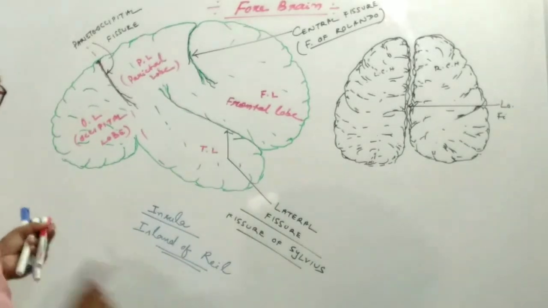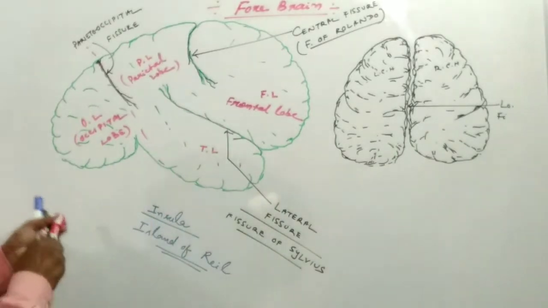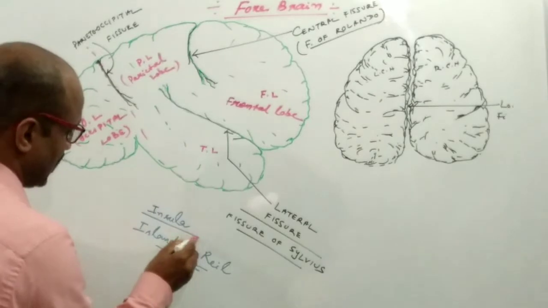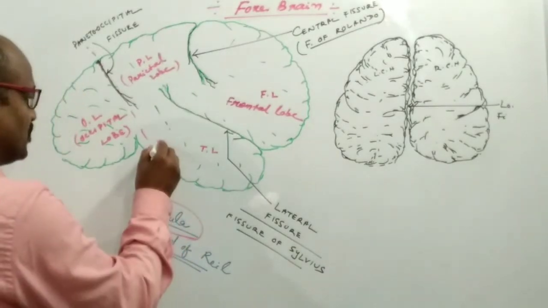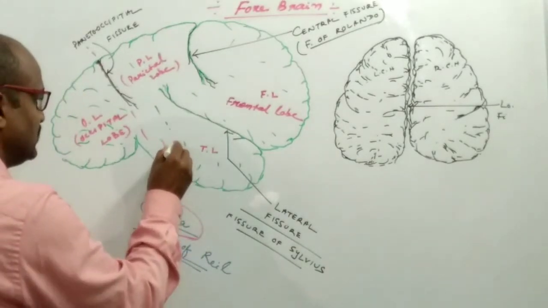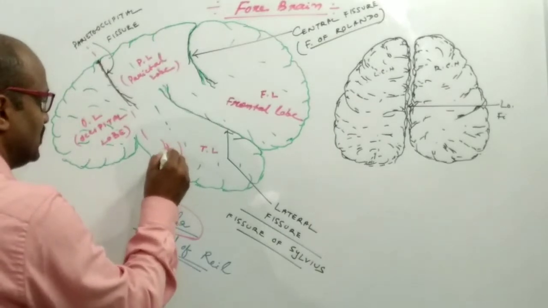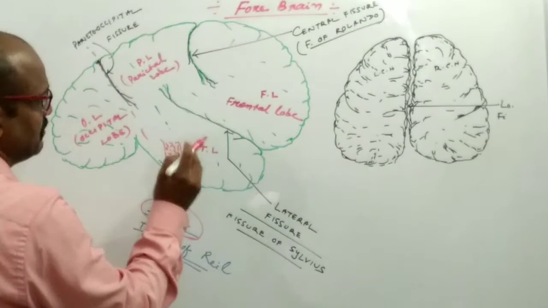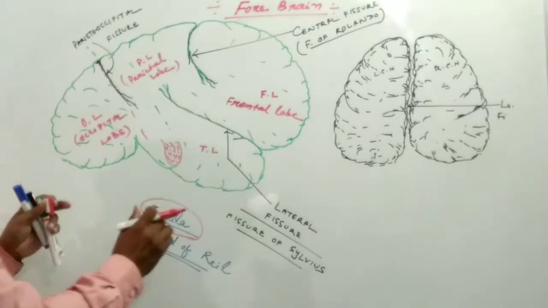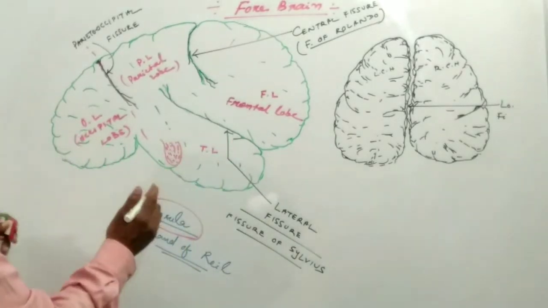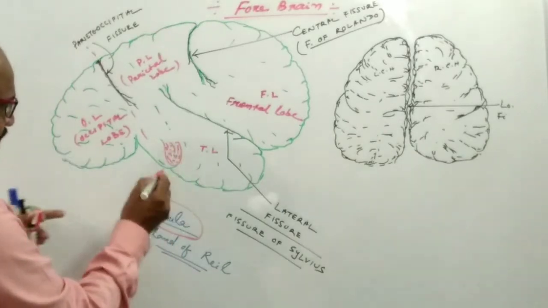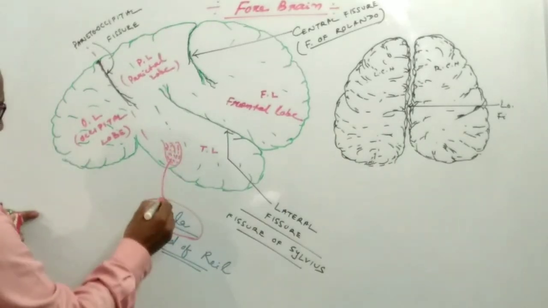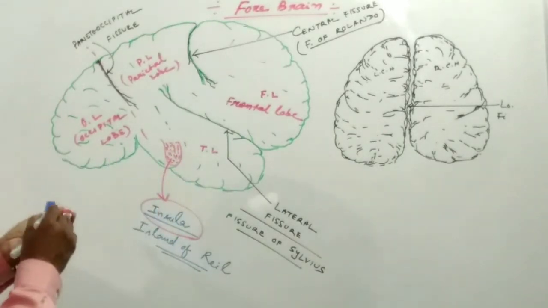And another lobe is present which is known as the insula, and which is hidden. Suppose that this is the insula lobe, which is hidden by the temporal lobe, or covered by the temporal lobe, and present at the side region. This is known as the insula.